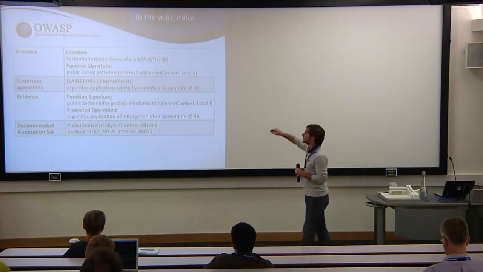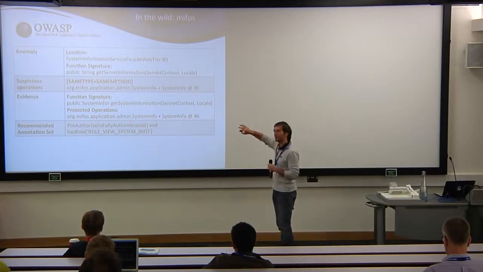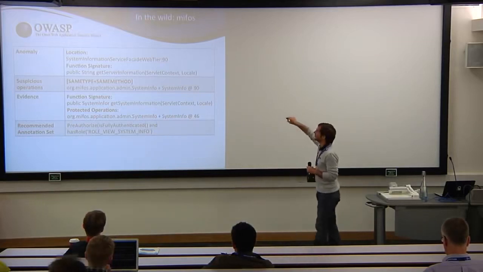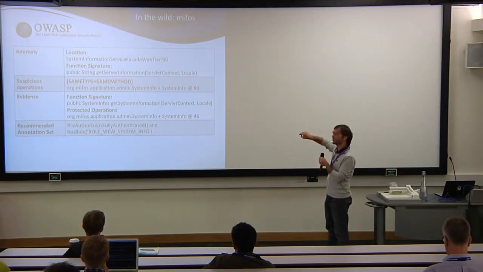Third case, it's same type, same method. So now we are not acting on the same variable, but on a variable of the same type. In this case, it's a constructor, I think. There is a method called getServerInformation that is calling the constructor of the system_info class. There is evidence that there is another method called getSystem_information, instead of getServerInformation, and it's also calling the constructor of system_info.